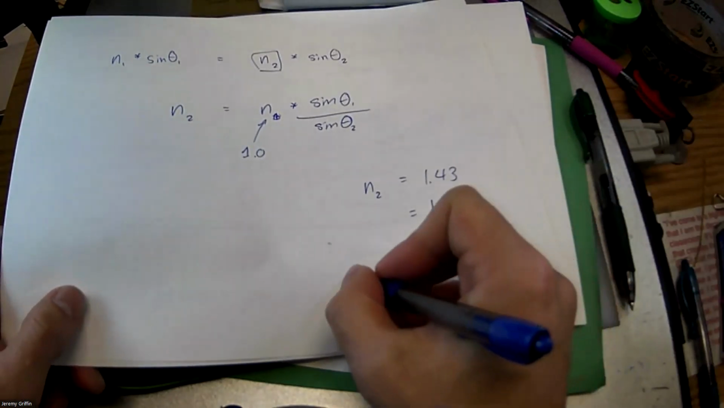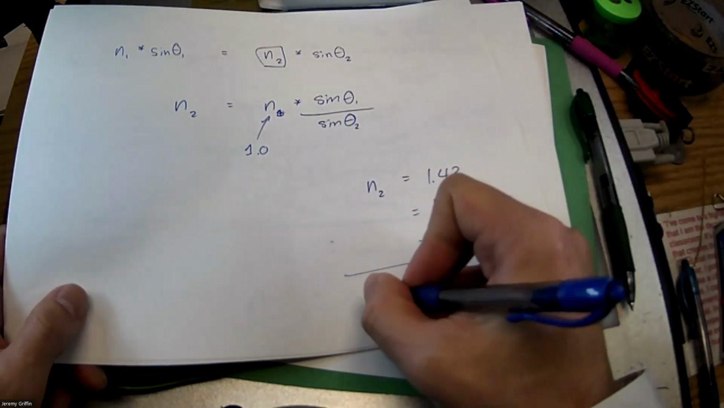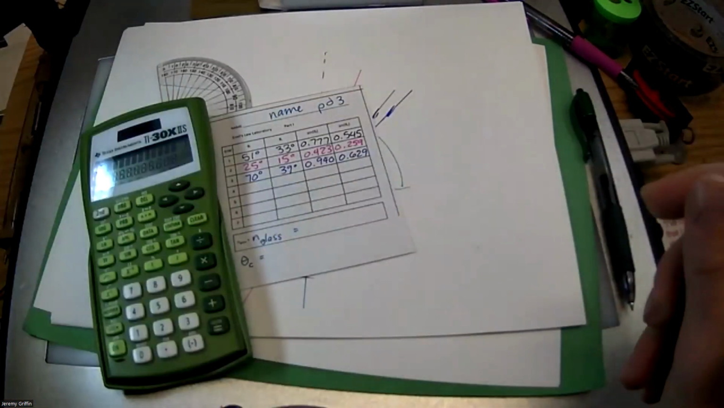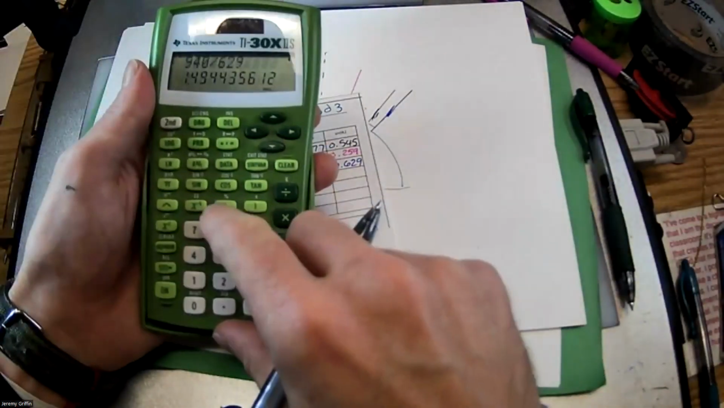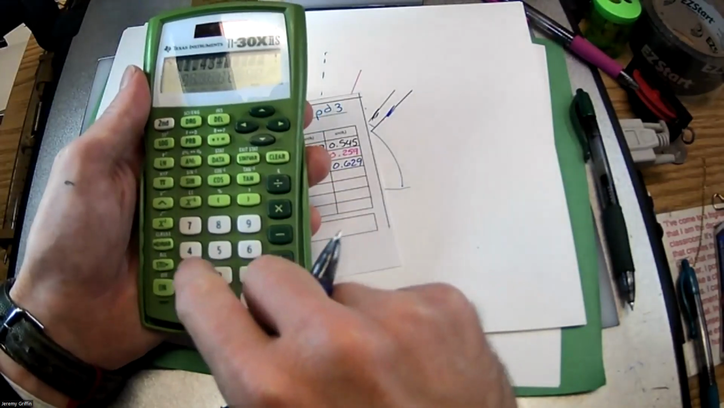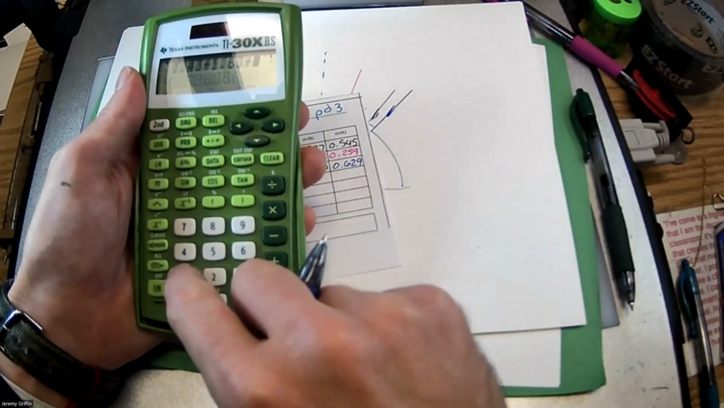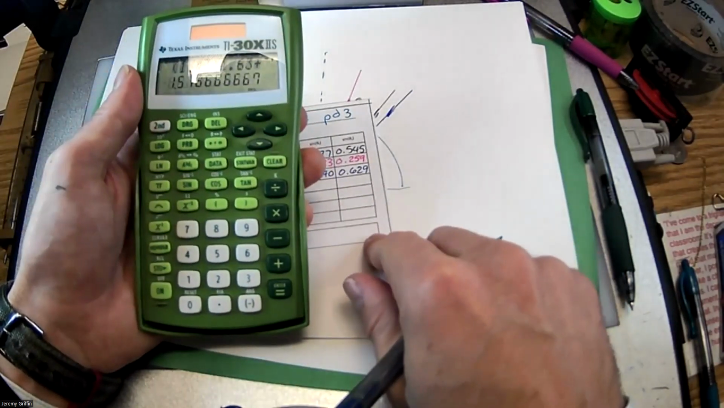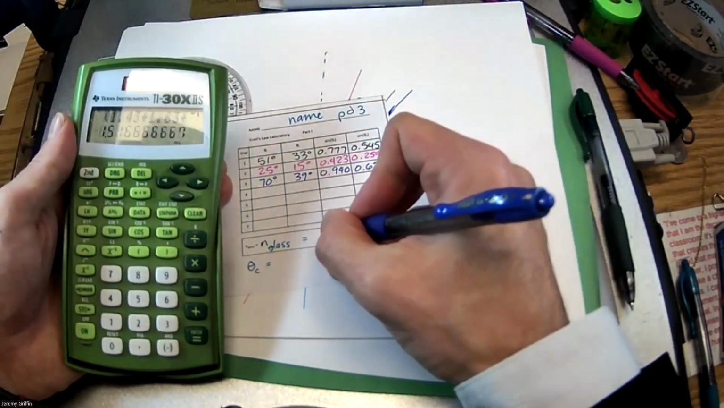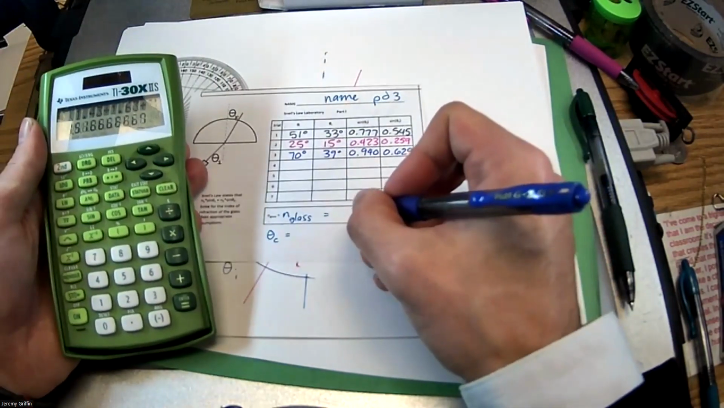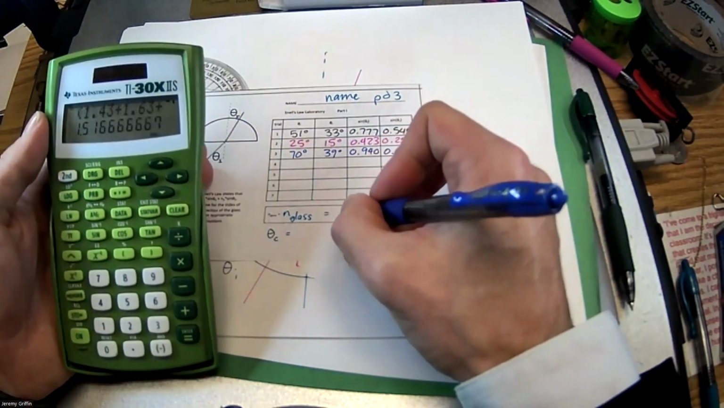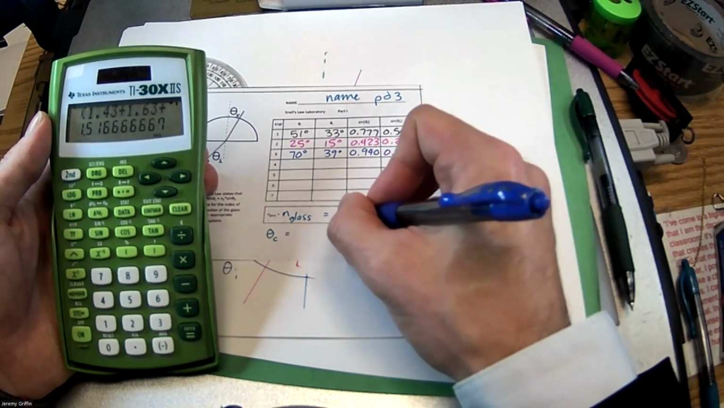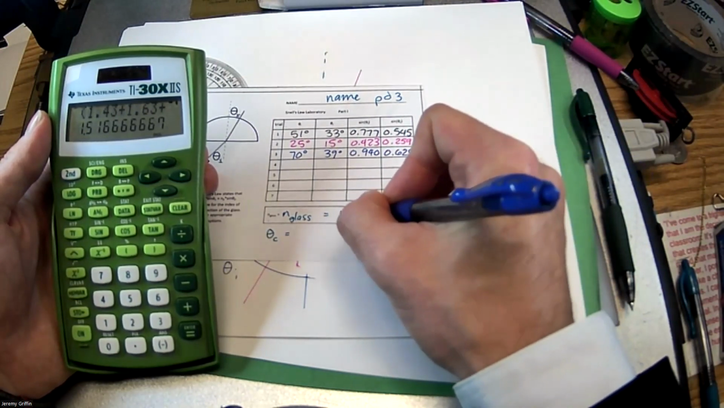Let's get an average of those. Right, so look at maybe like n bar, an average value. What's the average of those three? What is 1.43 plus 1.63 plus 1.49, all divided by 3? It says 1.51, so that'll be the answer to this. The index of refraction of glass is 1.5167. Maybe we'll call it 1.52. How about that? 1.52. Okay.